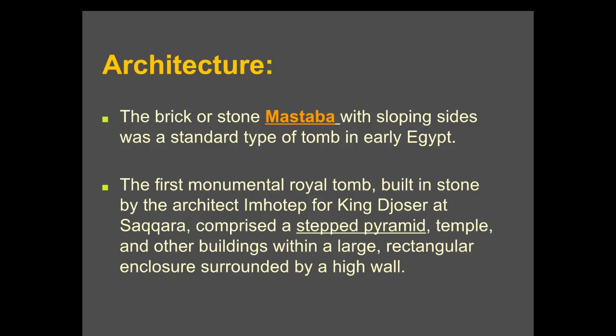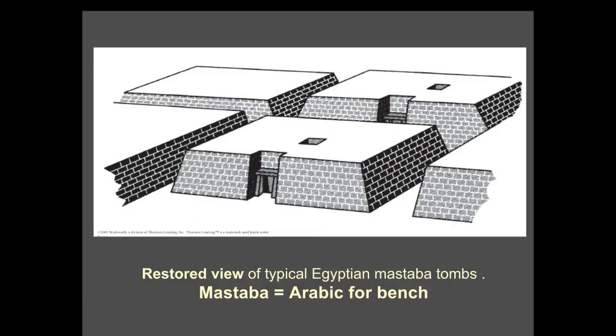So what we're looking at here as far as architecture, we're going to look at mastabas, which we'll see here in a second. It's a sloped pyramid with the top that looks like it's chopped off. So this would be a mastaba.